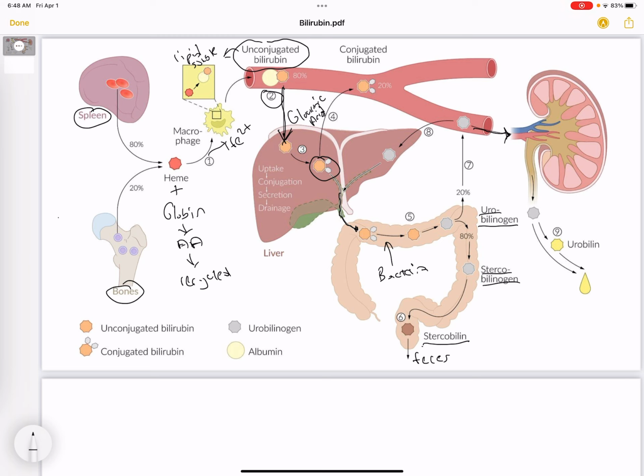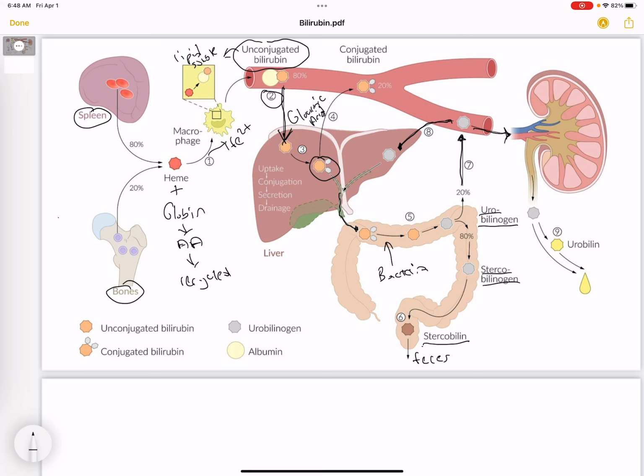Now, 20% of urobilinogen is going to go back into the circulation, and then half of it is going to go back into the liver, where it can be excreted within bile again to the small intestine.